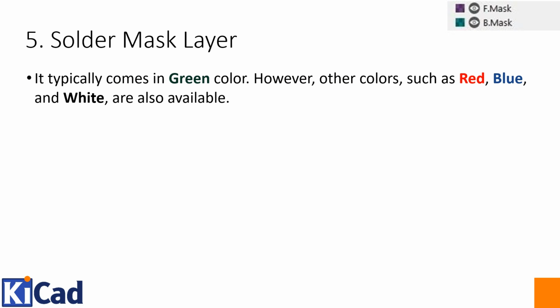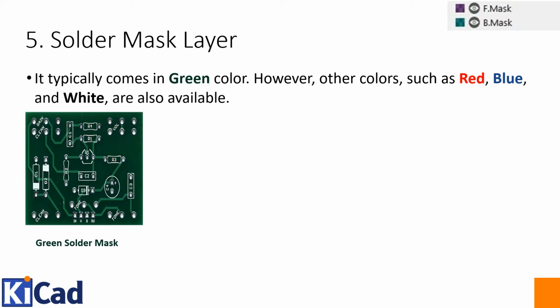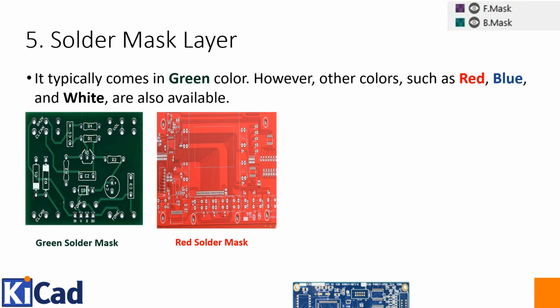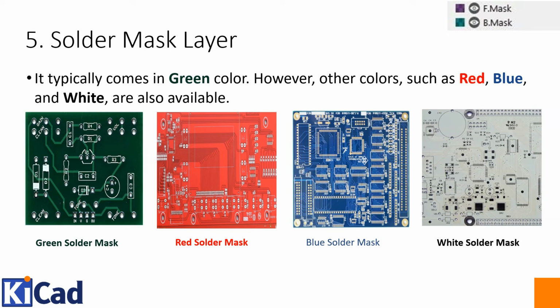It typically comes in different colors. Mainly you can see it in green color. However, other colors such as red, blue, and white are also available. So you can see PCBs of different colors like green, red, blue, and white. These are actually the solder mask. That coloring is done in the solder mask layer.